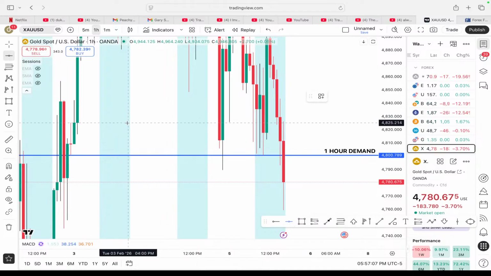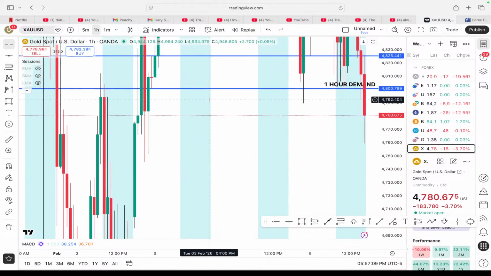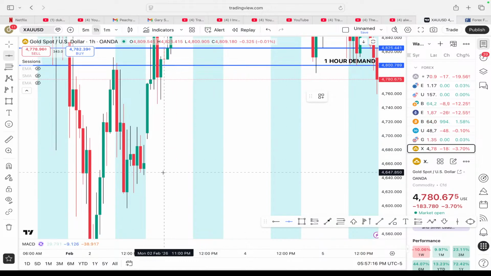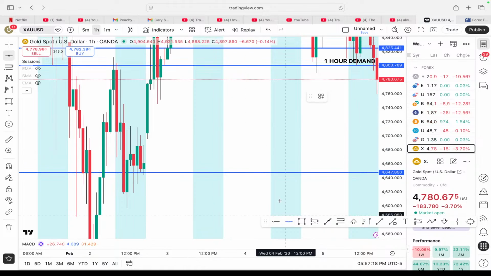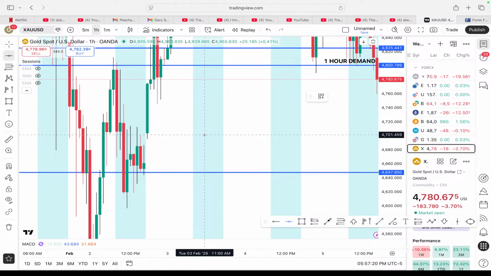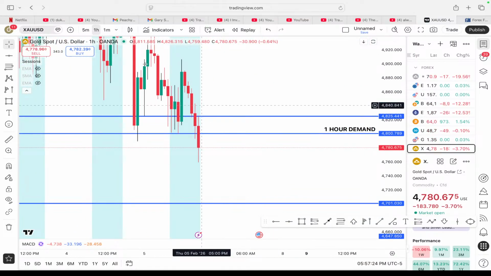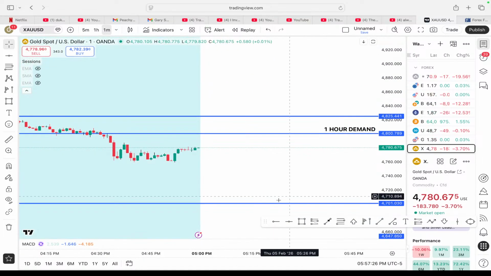I'm not going to lie, everything in the market looks kind of bearish. That doesn't mean anything though. At the end of the day, it could just reverse and go back up. We don't know, but it is showing a lot of bearish signs. All right, then we want to go down to the 1 minute.